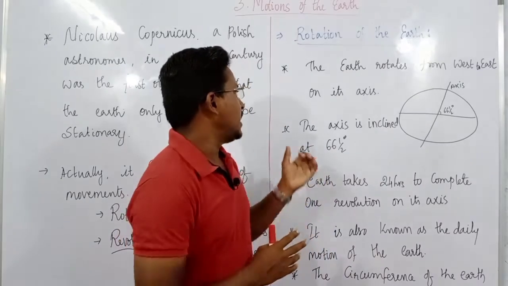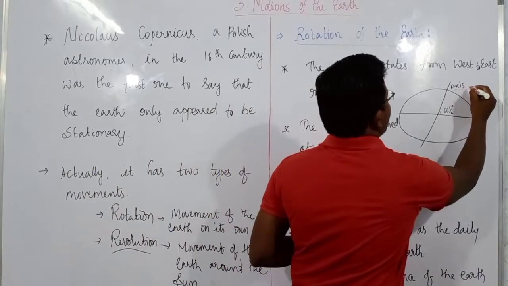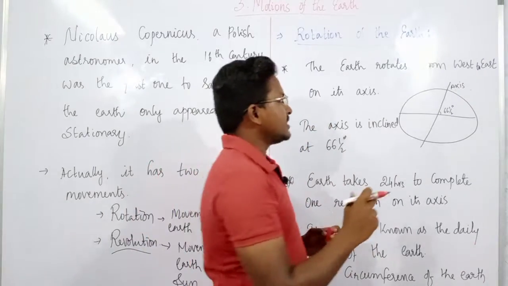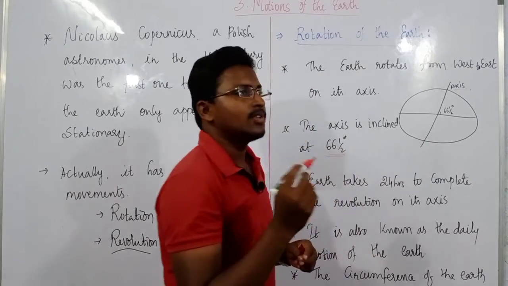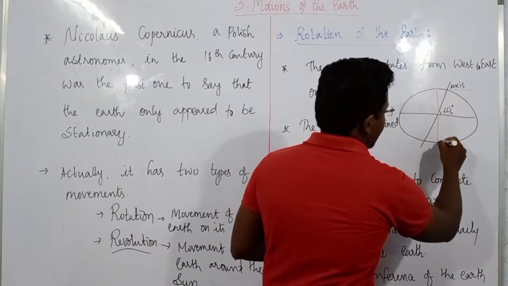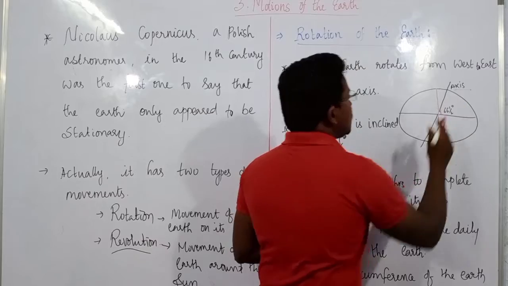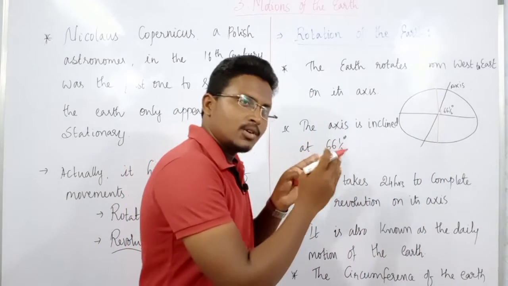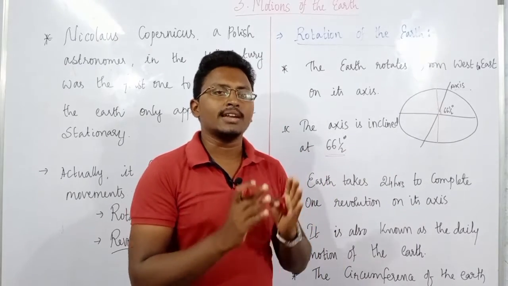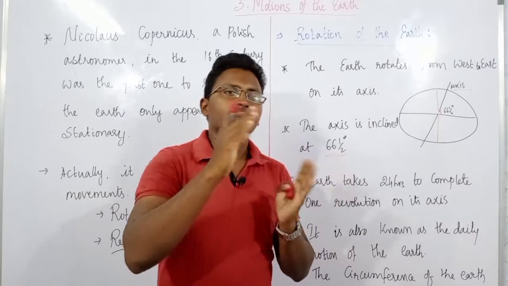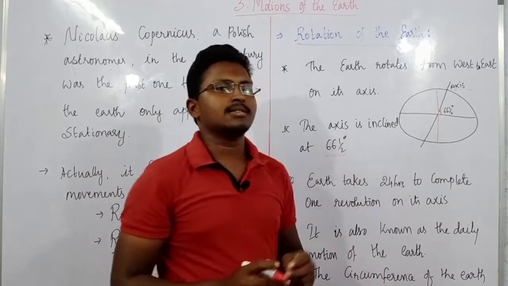And the axis is inclined at 66.5 degrees. That means the axis, an imaginary line, is actually inclined. It is bending at an angle of 66.5 degrees. If you want to get a clear picture, just have a look at the globe, how the globe looks. It is bending, or inclining, at an angle of 66.5 degrees.